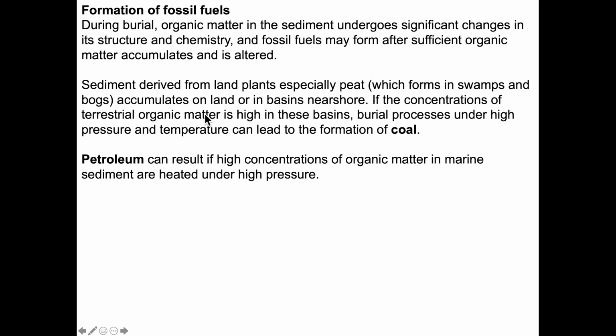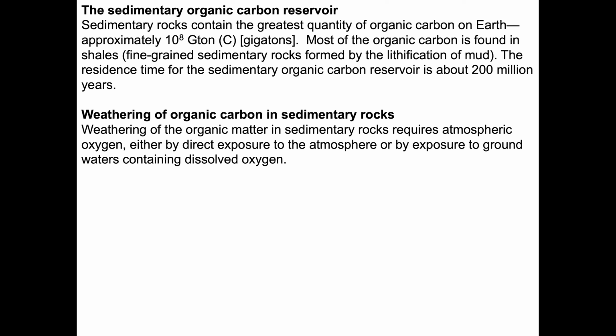Sediment derived from land plants, especially peat, which forms in swamps and bogs, accumulates on land or in basins near shore. If the concentration of terrestrial organic matter is high in these basins, burial processes under high pressure and temperature can lead to the formation of coal. Petroleum, on the other hand, results if high concentrations of organic matter and marine sediment, generally, are heated under high pressure. So you're heated to the right temperature, under the right pressure, you get oil. The oil can be really good, light, sweet crude, or it can be heavy, dark, horrible stuff. The sedimentary organic carbon reservoir.